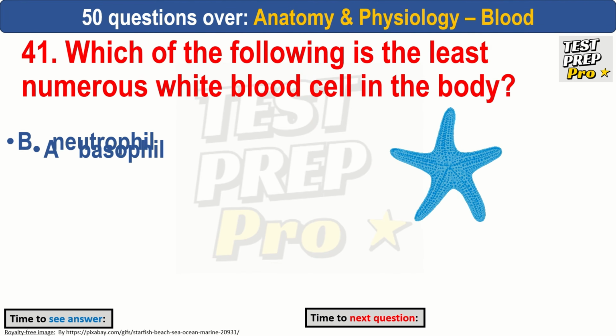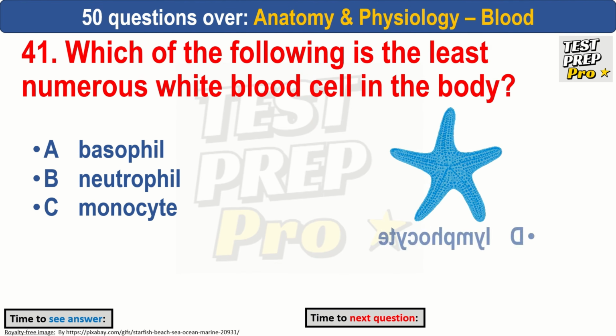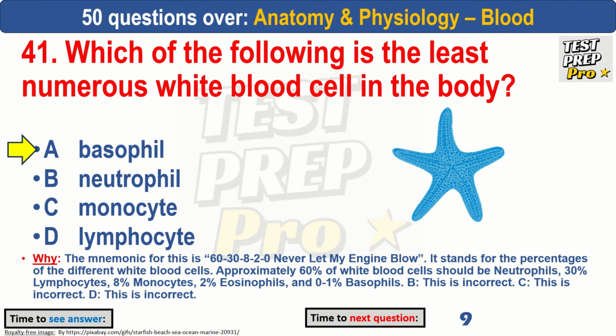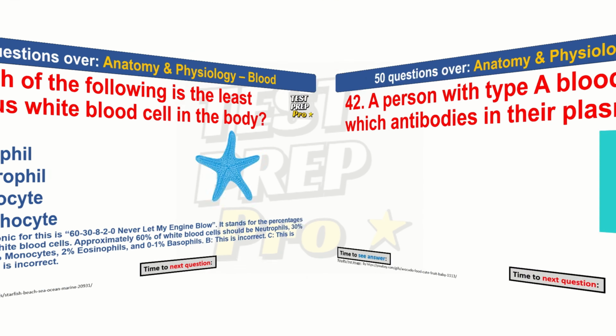Which of the following is the least numerous white blood cell in the body? Is it A, basophil, B, neutrophil, C, monocyte, or D, lymphocyte? So again, which of the following is the least numerous, most rare? It'd be your basophil. And again, basophils, they're involved in allergy type situations. They can release heparin and histamine. Histamine makes you dilate a lot of blood vessels throughout your body, and they become a little bit more leaky.